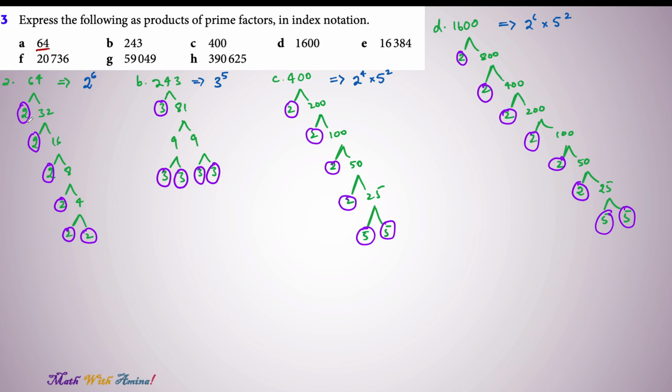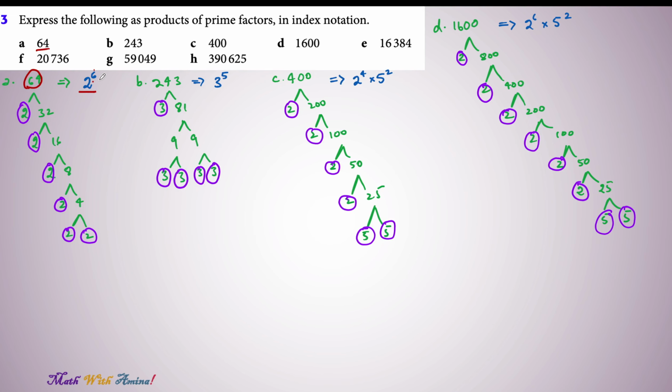Now we have to see how many times each is expressed in here. So we can see this 2 is expressed in here 6 times. So if we express the product of the prime factors for this number in index notation, the number that is appearing repeatedly is 2, and the number of times it is repeating is 6. So the index becomes 6 and the base becomes 2.